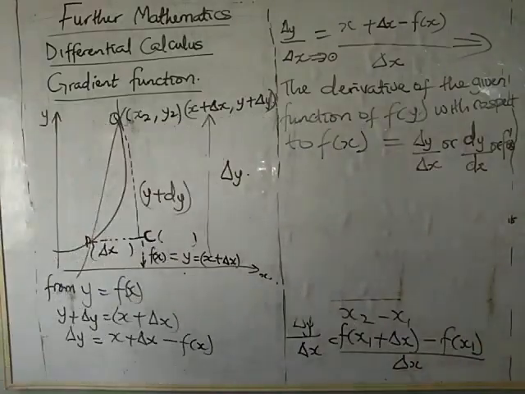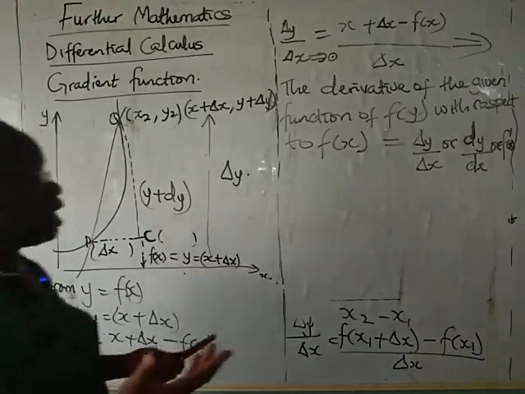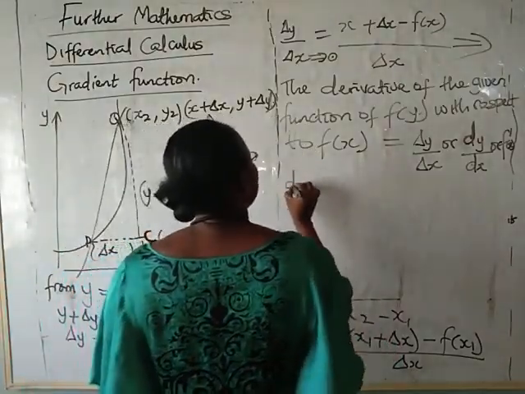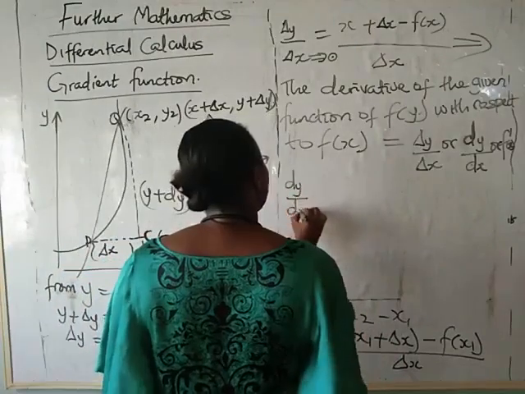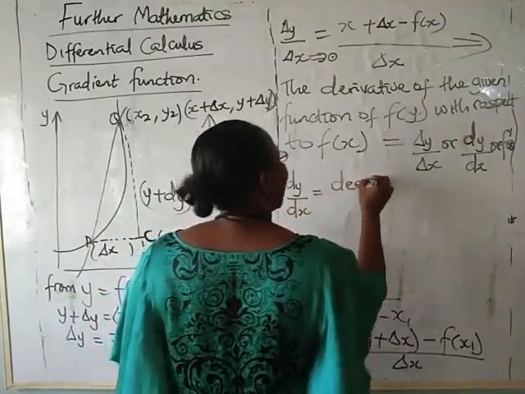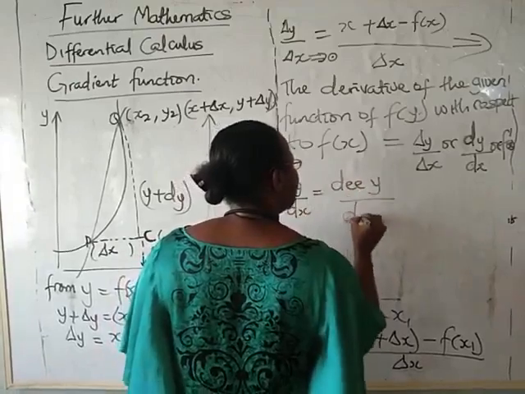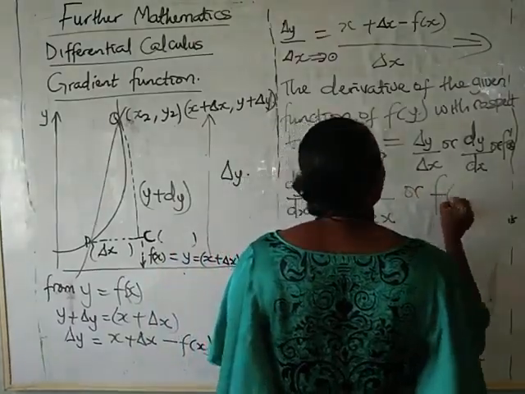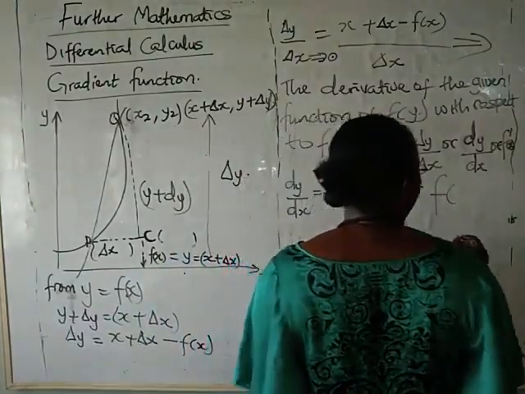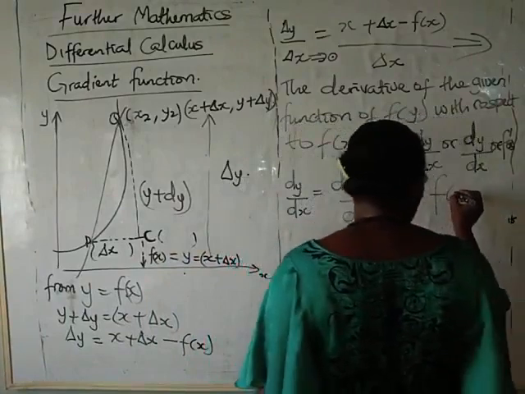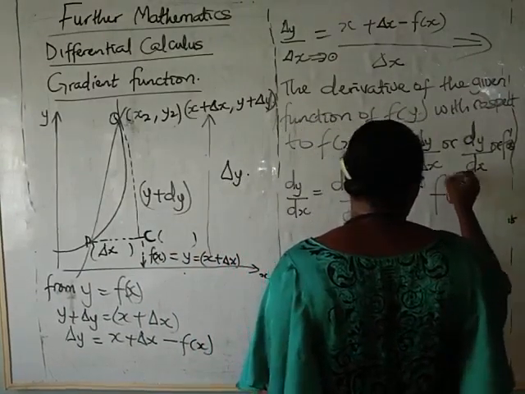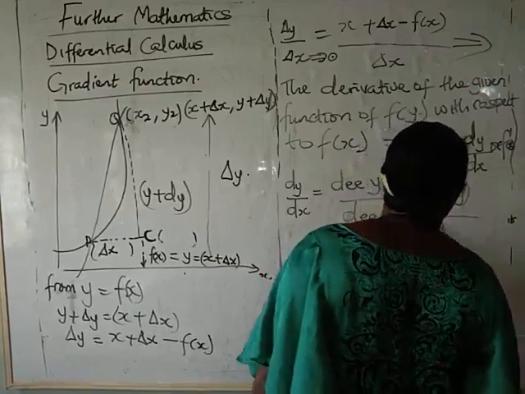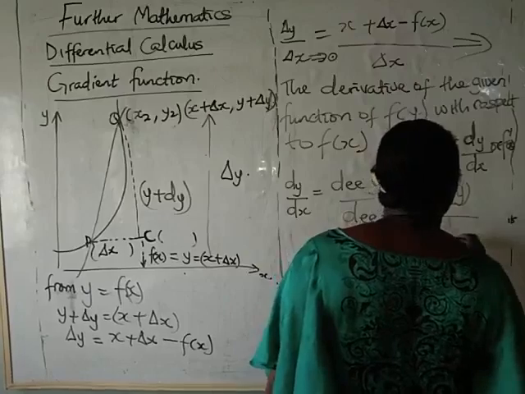So as we are moving on this topic, we may likely come across all the terms that we are going to use. I call dy dx as dy all over dx, or f prime of x.